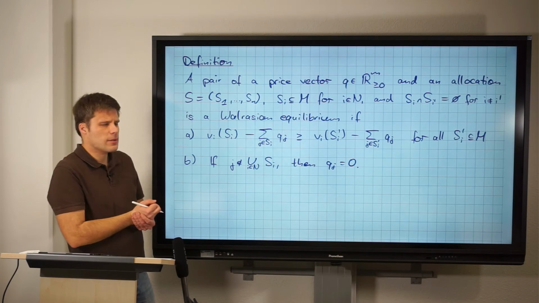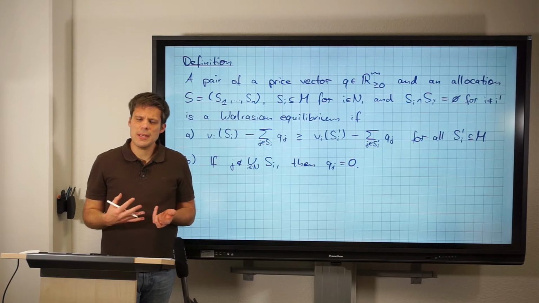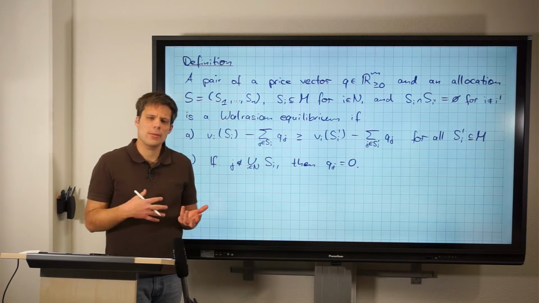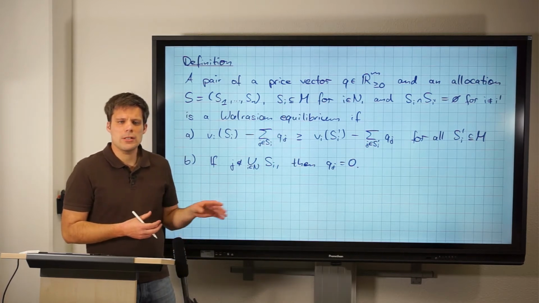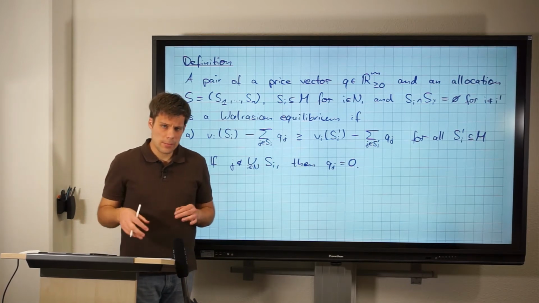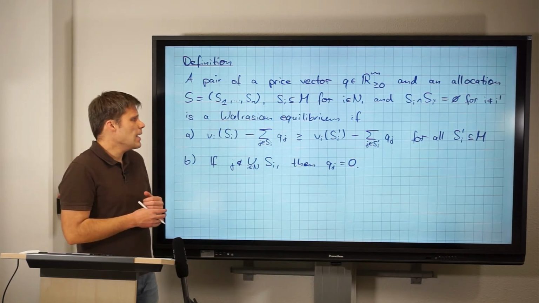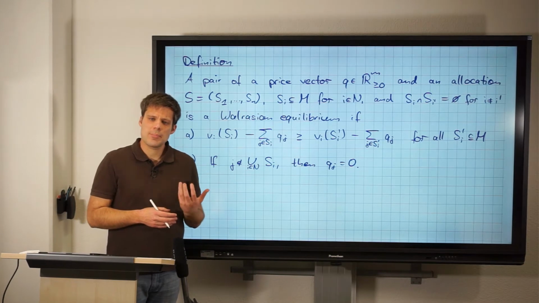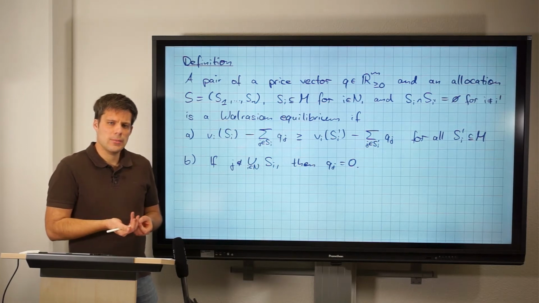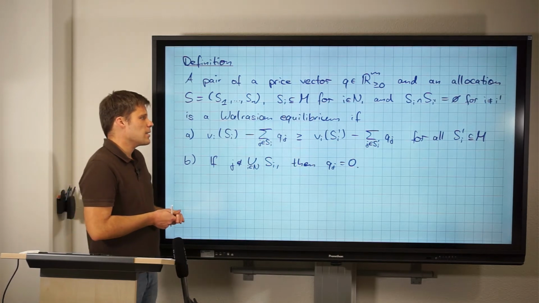Let's have a closer look at this. We see a Walrasian equilibrium is nothing like the kind of equilibria that we've seen so far. For example, a Nash equilibrium. A Nash equilibrium was always about each player choosing a strategy and no player wanted to unilaterally deviate from this. Here now players are actually not choosing any strategies, but still it is kind of formalizing the intuition that every player should be happy with their allocation and the prices.